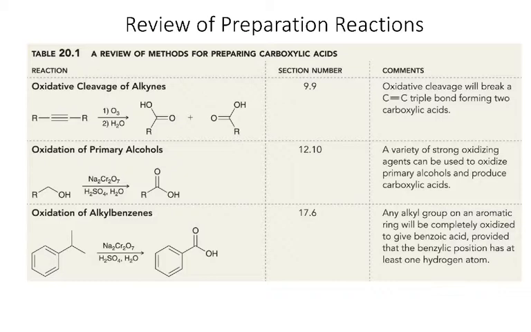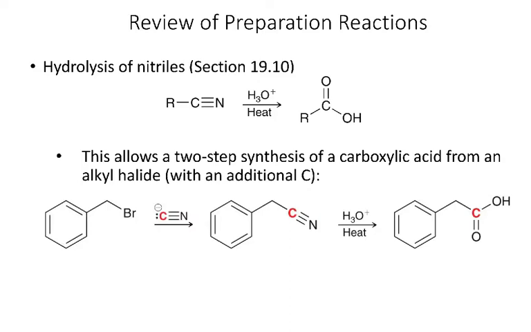And then when we learned about reactions at the benzylic carbon, when we had benzene rings, oxidation, again with sodium dichromate, would chop off whatever was at this benzylic carbon and replace it with a carboxylic acid. This is another reaction that we've seen before.